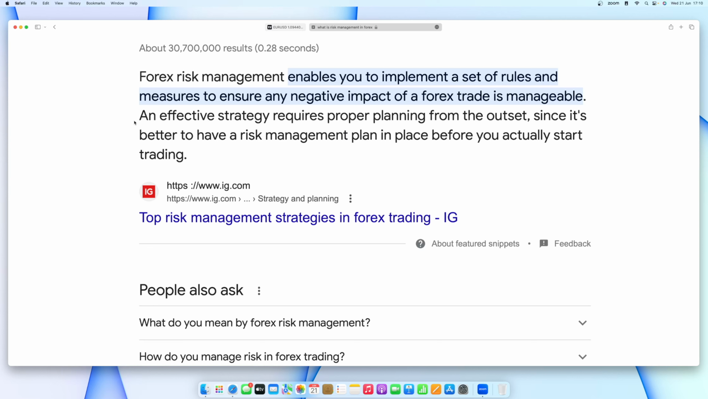So an effective strategy requires proper planning from the onset, since it is better to have a risk management plan in place before you actually start trading. That is why I'm teaching you this topic even before we go into the real stuff, even before we start going into smart money and all. I'm bringing this topic forward so you can have an understanding and a mindset already, a particular approach on how you're going to attack the market when you actually start trading.